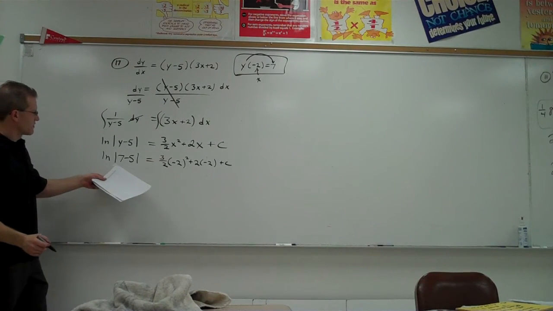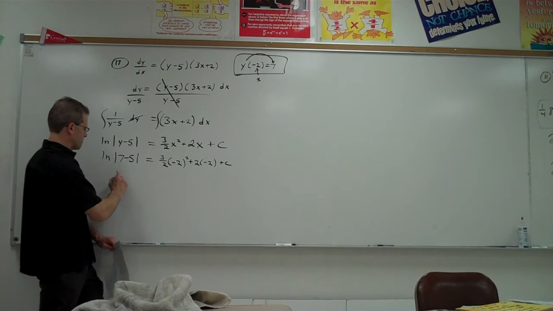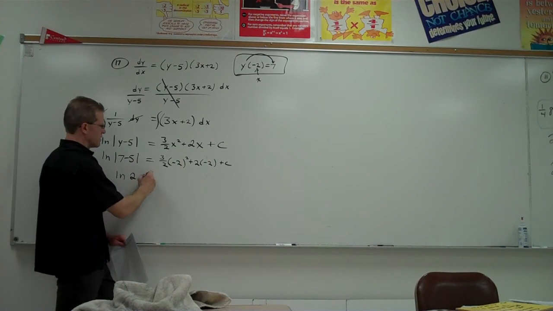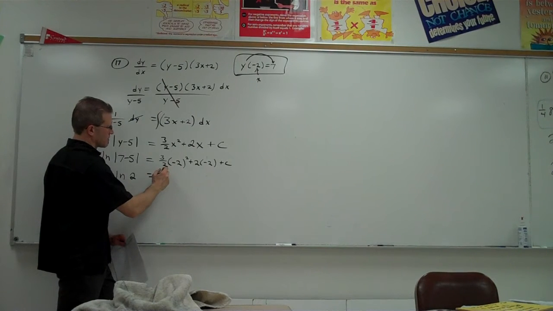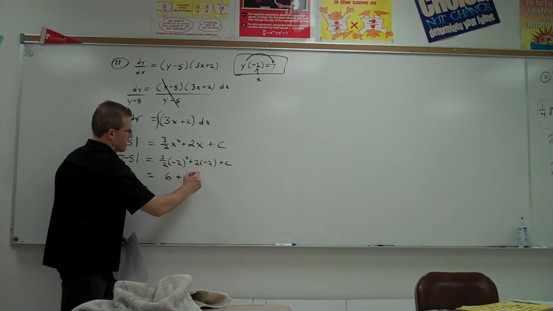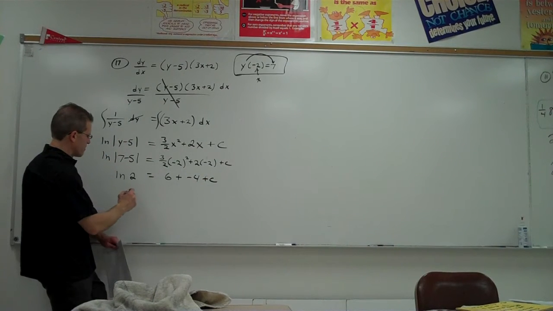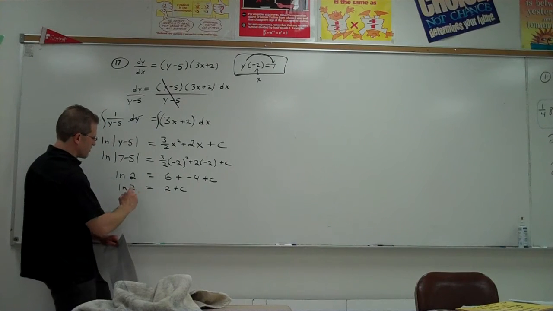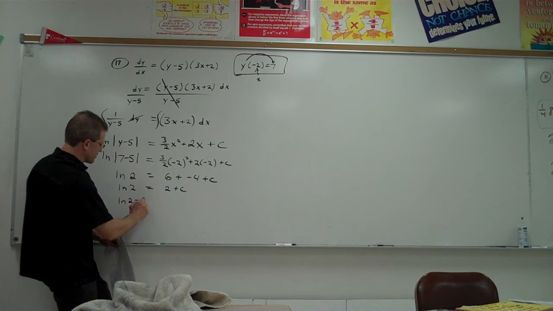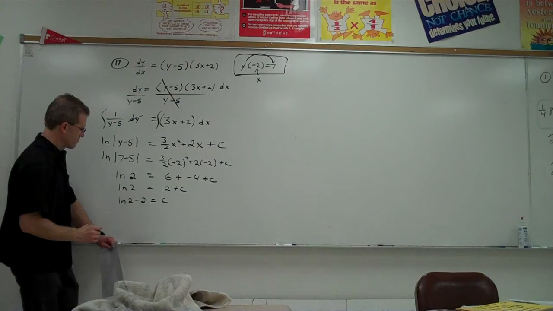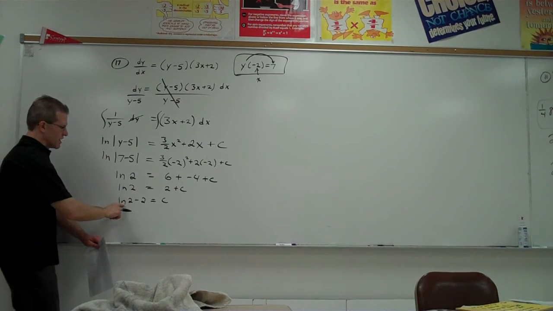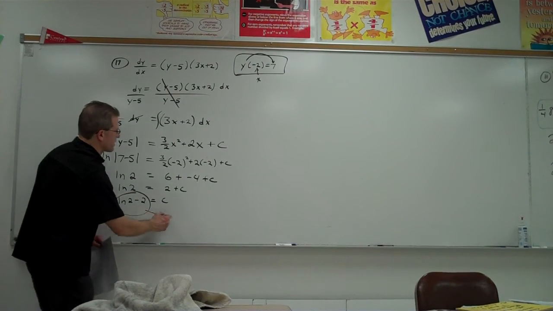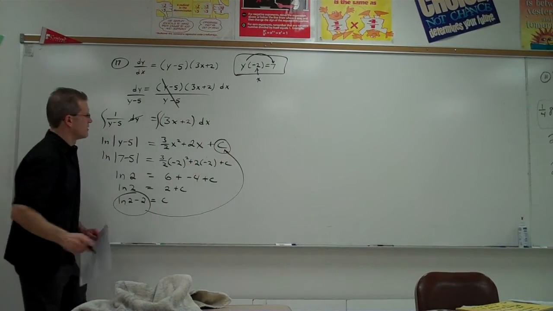And solve. So natural log of 7 minus 5 would be natural log of 2. Take off the absolute value there, because I know that 2 is positive. Here I'm going to get 4 times 3 halves is 12 halves, or 6, plus negative 4 plus c. So natural log of 2 equals 2 plus c. Subtract 2 out both sides. Natural log of 2 minus 2 equals c. It's not 2 minus 2, it's natural log of 2, and then minus 2, so there's my constant. That gets plugged back in right there. So step 3 is done.